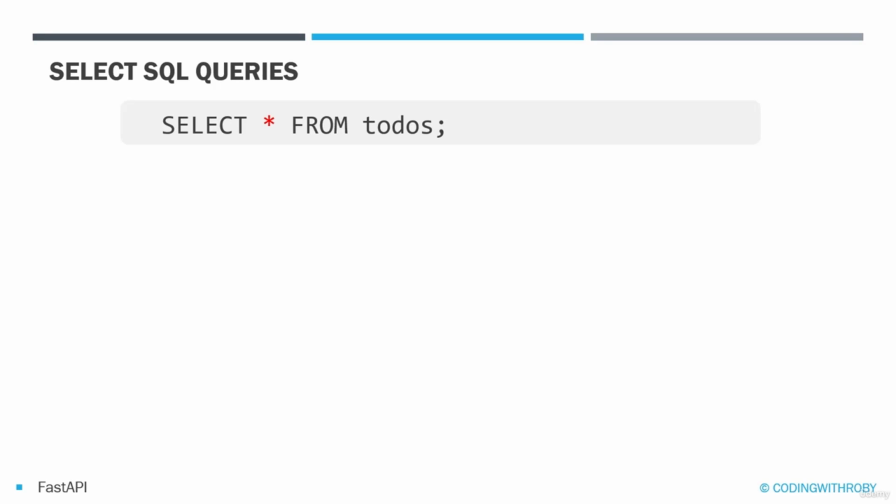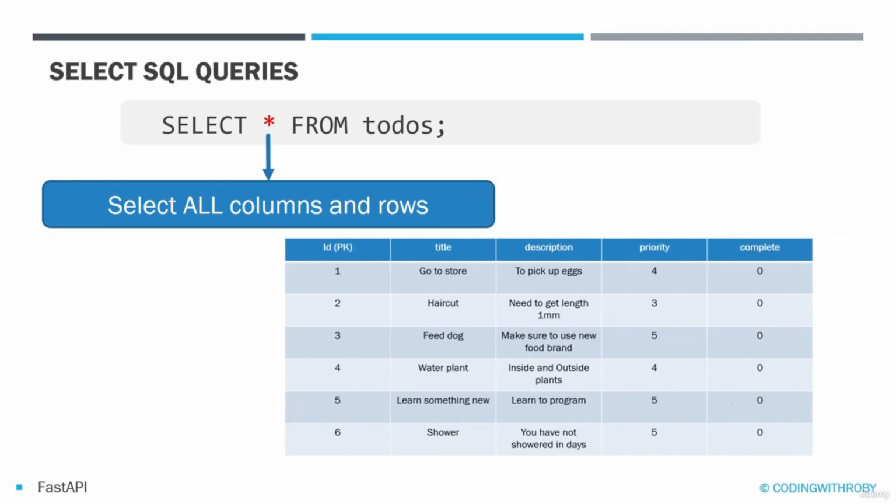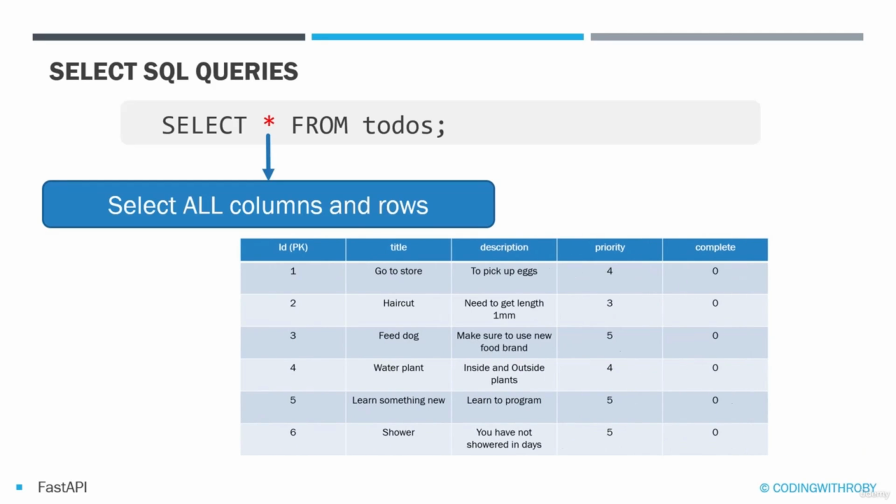We can say select asterisk from to-dos. Now in SQL, an asterisk means all columns and rows. So with this example, we are saying select all rows and all columns from our to-dos table, which in reality would just give us everything in that table. So all 6 records we currently have saved in our database will be displayed on the screen.